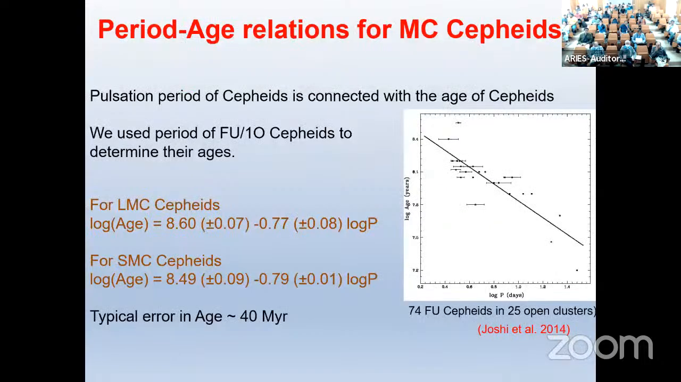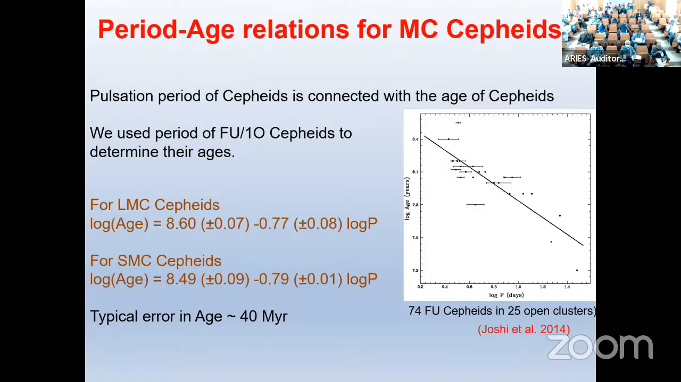So what we did after that, in one of our previous studies, we made the period-age relation for the Cepheids, where we used the Cepheids in clusters of the Magellanic Clouds, and the cluster ages are well known. We have the Cepheid periods, and then we made the period-age relation, and we got the period-age relation here. And using this, we converted the periods of our Cepheids.